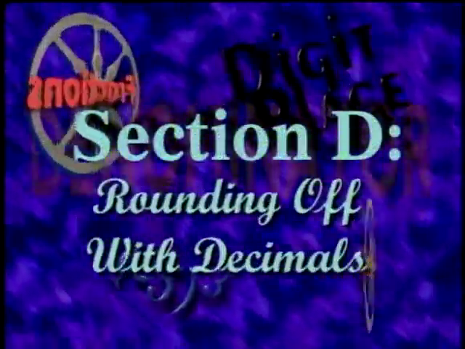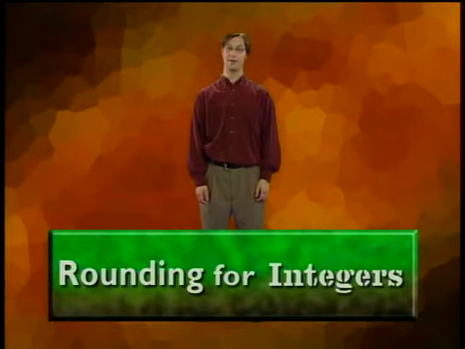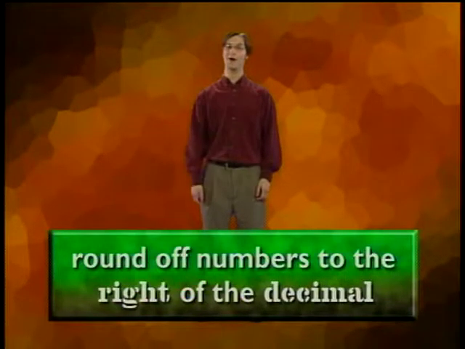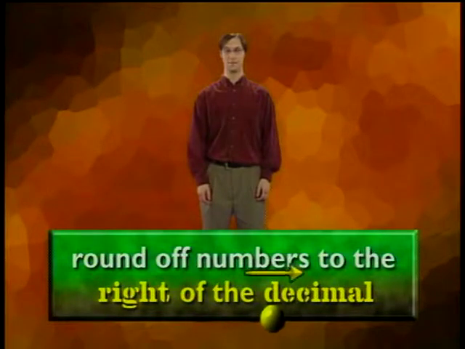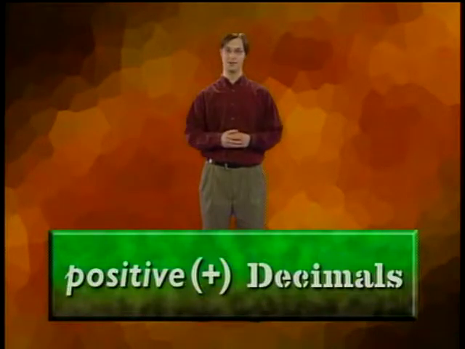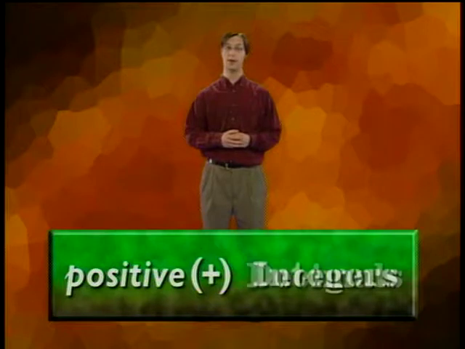Section D, rounding off with decimals. Rounding for decimals is similar to rounding for integers, except you can round off numbers to the right of the decimal as well. The steps for rounding off positive decimals are the same as the steps for rounding positive integers.